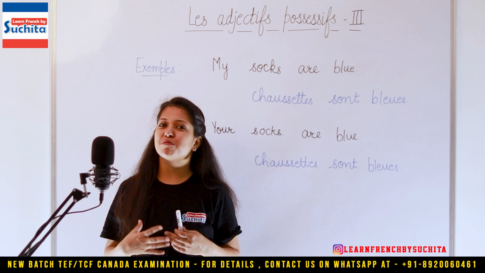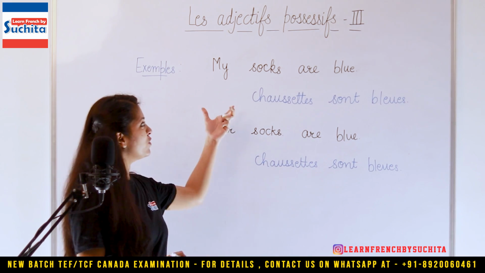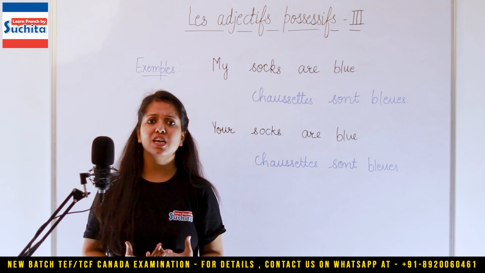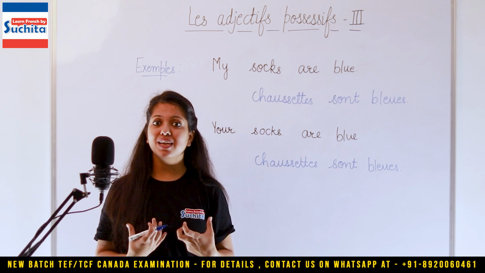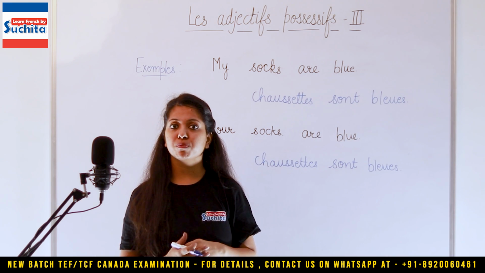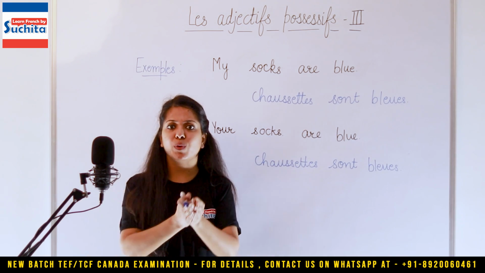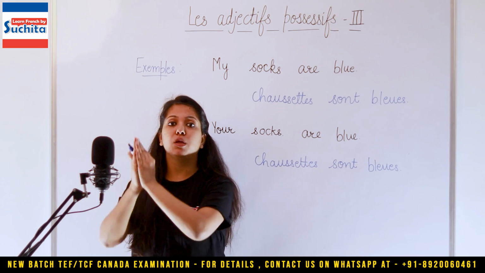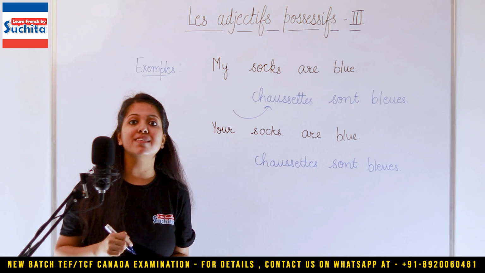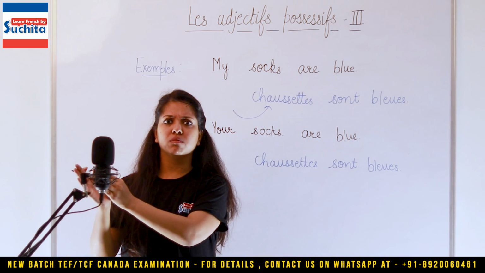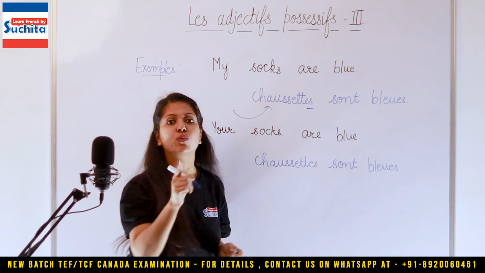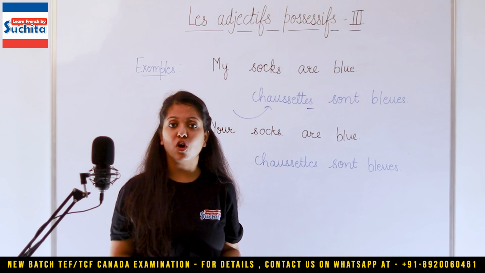A few more examples to explain the concept better. Now, if I want to say my socks are blue. My socks. For socks, you say chaussettes. Mes chaussettes sont bleues. Okay. Now, my socks. Three different ways: mon, ma, mes, depending upon the word which is next to the dash. That's chaussettes. Is that singular or is that plural? Of course, that's plural because that's chaussettes, ending with an S. And of course, that's socks.